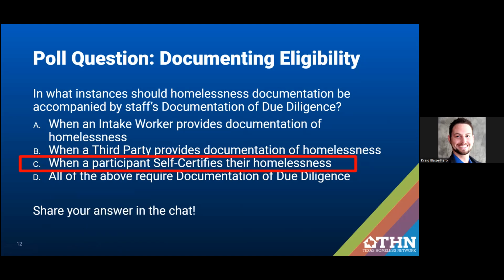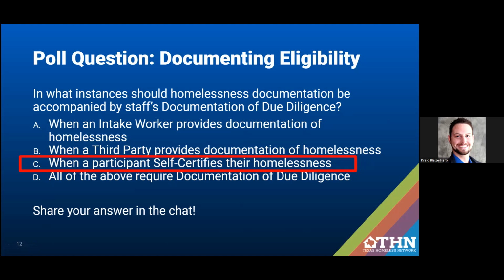All right, there we go. It looks like the answers in the chat got it right. Documentation of due diligence is required when a participant self-certifies their homelessness. In general, intake staff must make conscientious and reasonable efforts, also known as due diligence, to obtain third-party documentation whenever possible. However, an intake worker must never contact someone for third-party documentation if the individual or family believes that their health or safety will be jeopardized by contacting that person.